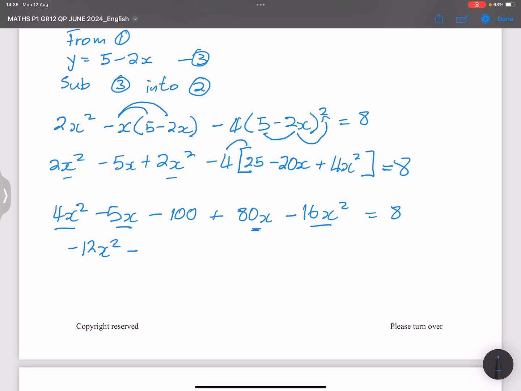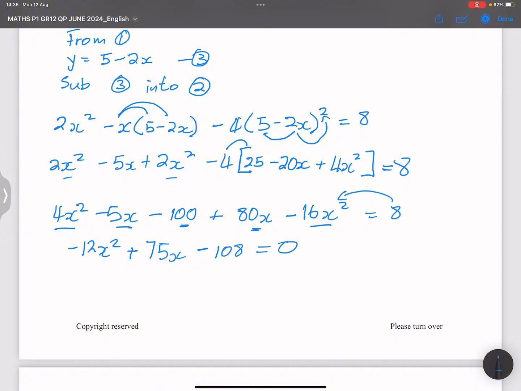minus 5x plus 80x, that gives us plus 75x. And 100, if I bring this to this side, we have 100 minus 8. That will give us negative 108. And this is equal to 0.